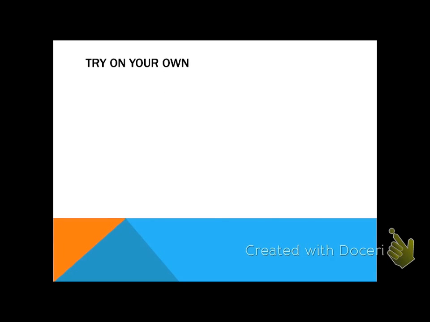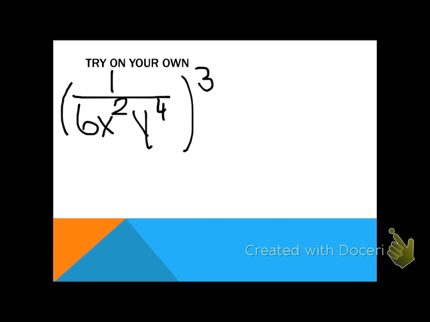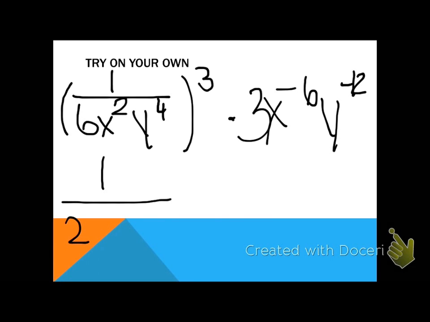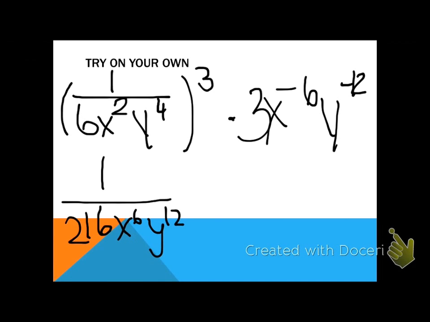Okay. What you should get from this is 1 over (6x^2y^4)^3 times 3x^-6 and y^-12. This turns into 1 over 216x^6y^12 times 3 over x^6y^12.